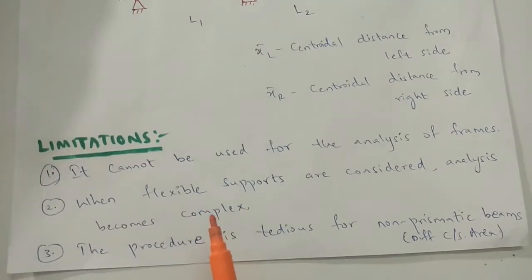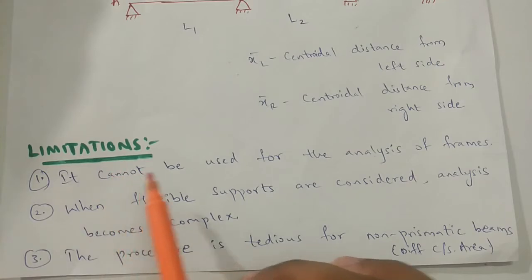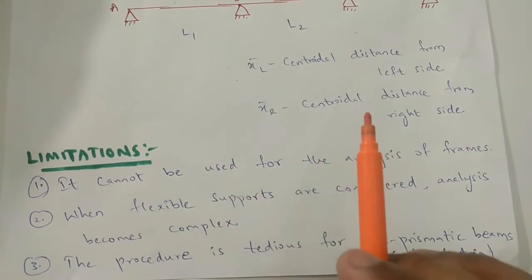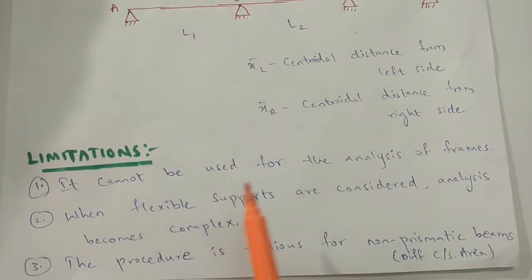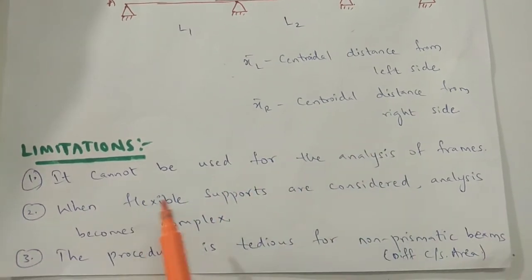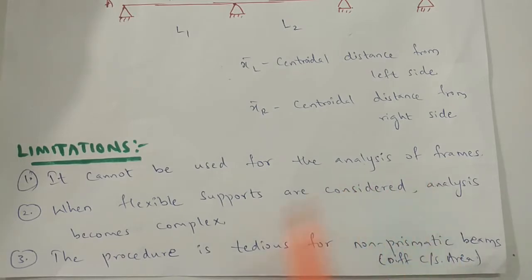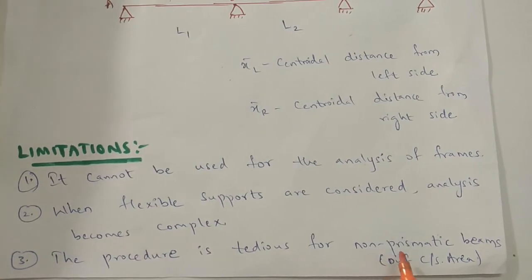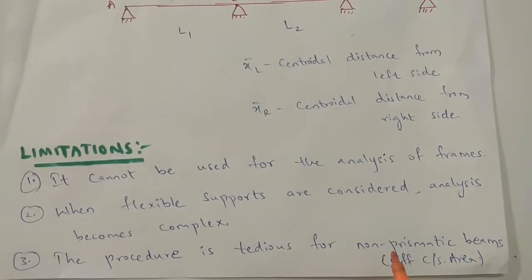Now coming to the limitations of Clapeyron's three moment theorem. This theorem cannot be used for analyzing frames. It can only be used for indeterminate beams and cannot be applied for the analysis of frames. When flexible supports are considered, the analysis becomes complex by this theorem. The procedure is tedious for non-prismatic beams. Non-prismatic beams are beams which have different cross section area throughout the span of the continuous beam.